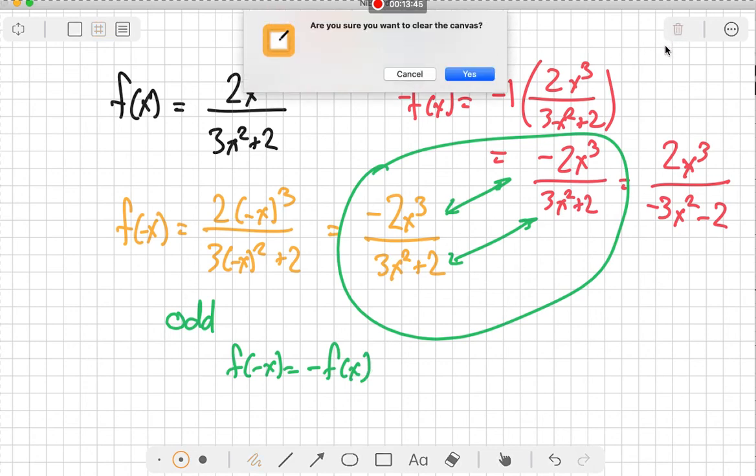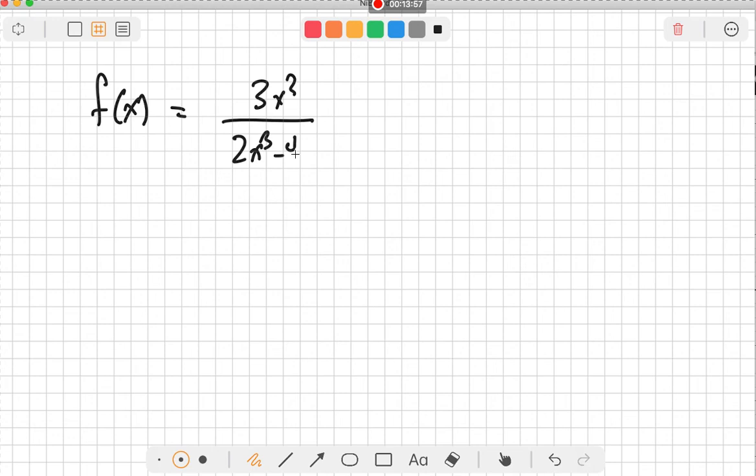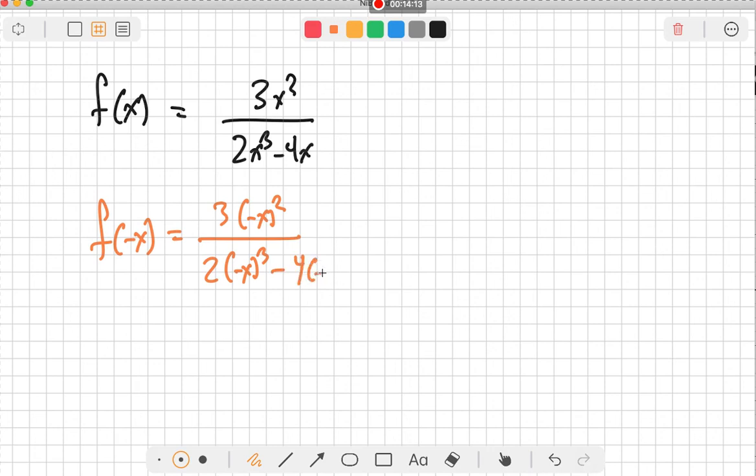Now if we change this around, let's do this function. 3x squared over 2x cubed minus 4x. Again, we go f of negative x. We listen to that lovely bell. 3 times negative x squared over 2 times negative x to the third minus 4 times negative x.